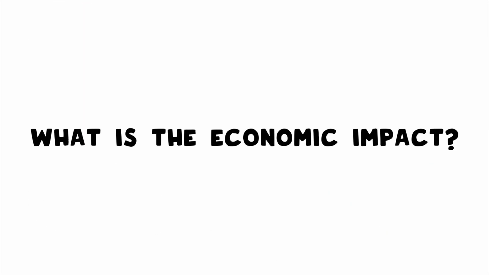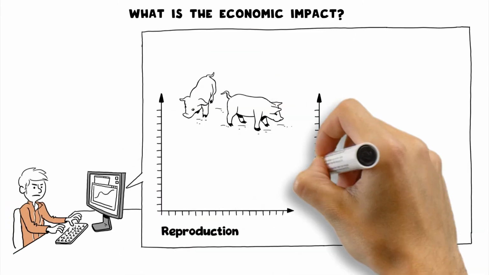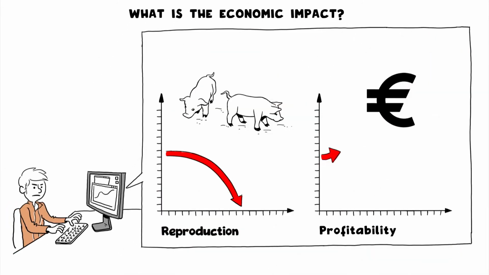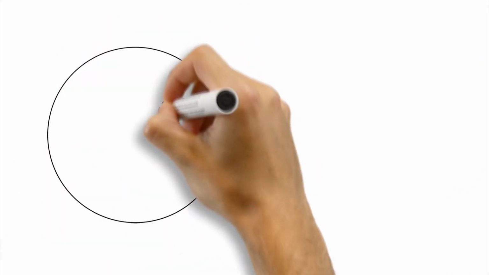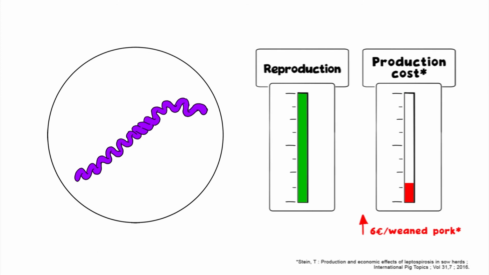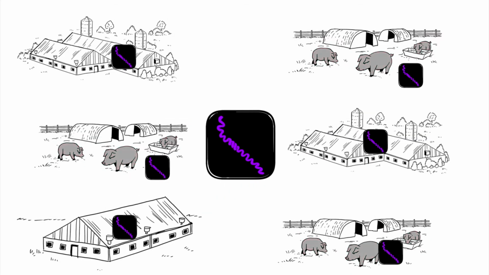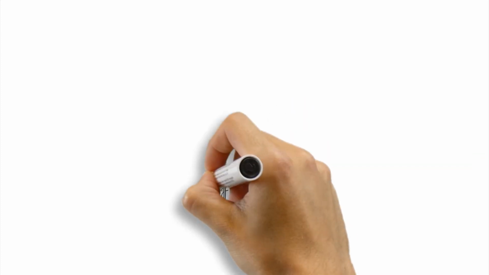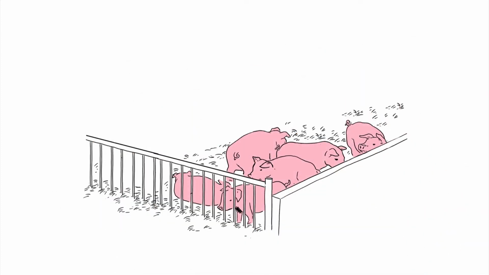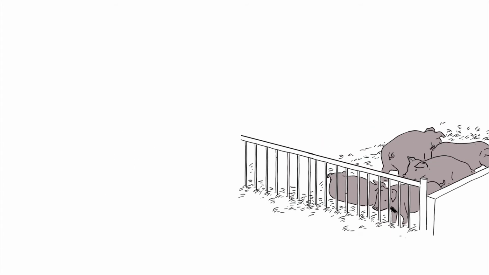What is the economic impact? The economic impact is significant, with a long-term decline in reproductive performance. According to a study done by T. Stein, uncontrolled chronic leptospirosis could increase production costs by approximately 6 euros per weanling. Is everyone affected? Leptospirosis can affect all types on the farm. Group housing of pregnant sows can encourage contamination, expression, and persistence of the disease.